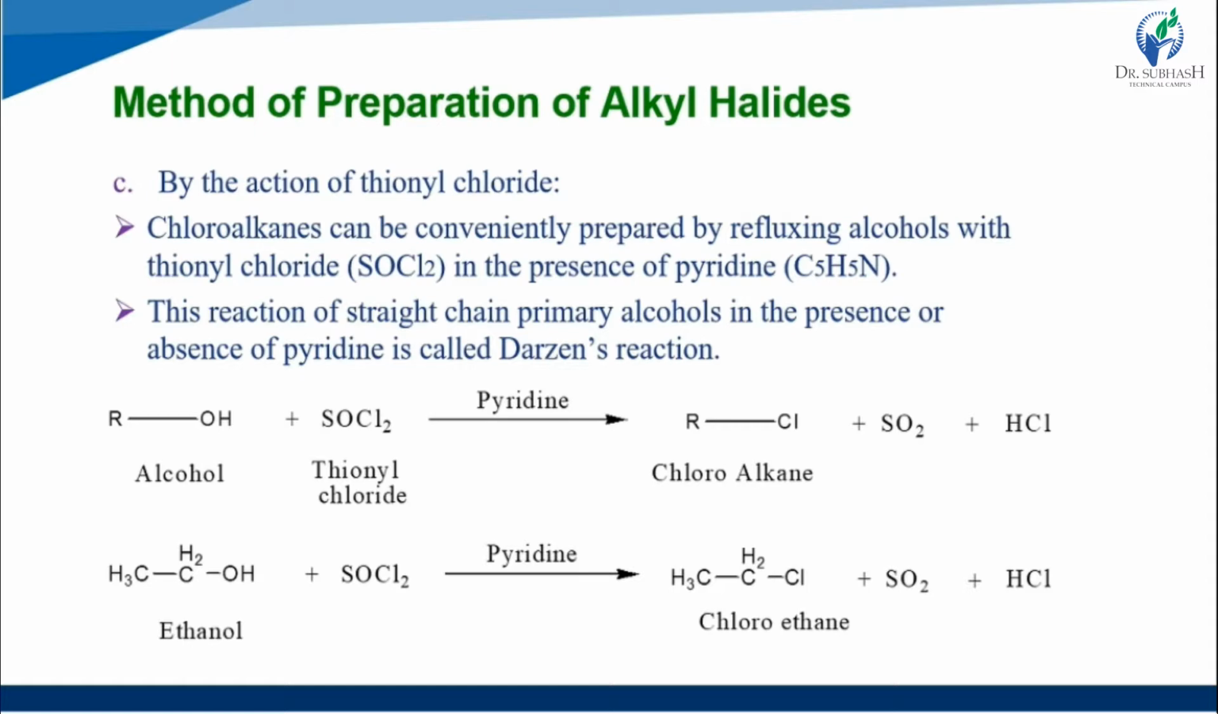Then now we see the third reaction, that is by the action of thionyl chloride. Here chloroalkane can be conveniently prepared by refluxing alcohol with thionyl chloride, that is SOCl2, in the presence of pyridine, that is C5H5N. This reaction of straight chain primary alcohol in the presence or absence of pyridine is called the Darzens reaction. Either in the presence or absence of pyridine, that reaction is called the Darzens reaction, and this is only for straight chain primary alcohols.